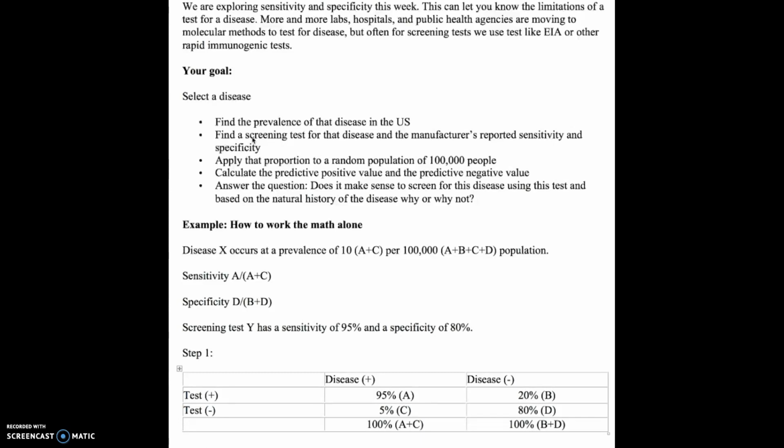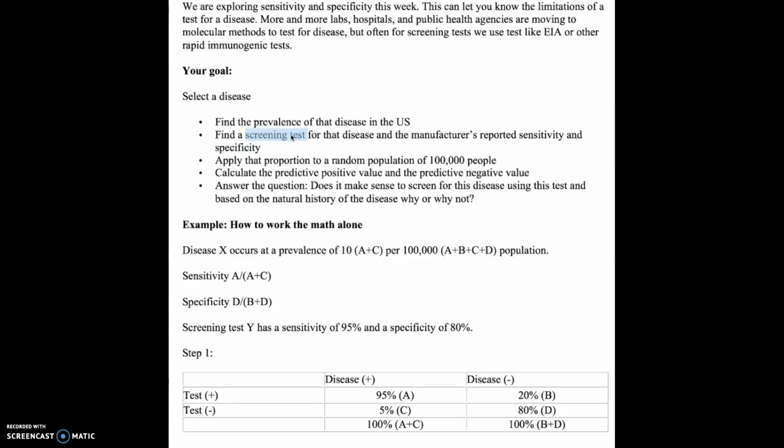Now, this next part is kind of tricky. Find a screening test. Now, for obesity, the screening test would be something like BMI. For diabetes, it could be a blood glucose test, or it could be hemoglobin A1C. For tuberculosis, you could pick something like the TB skin test or the PPD. So you're going to find a screening test for that disease.